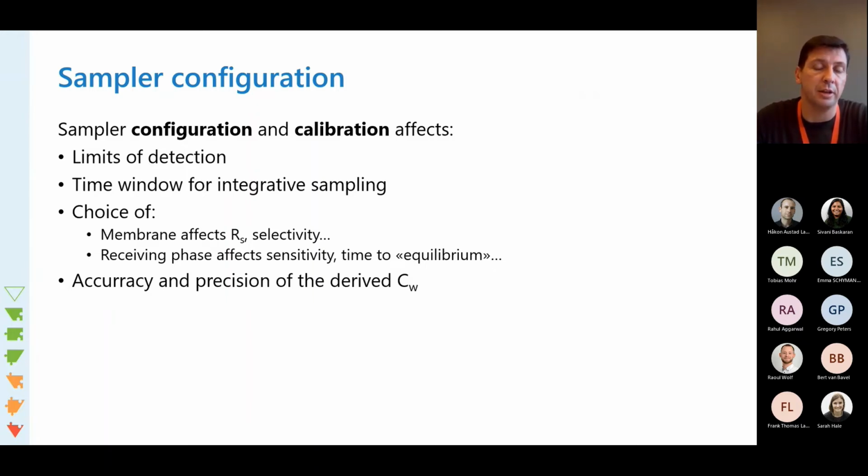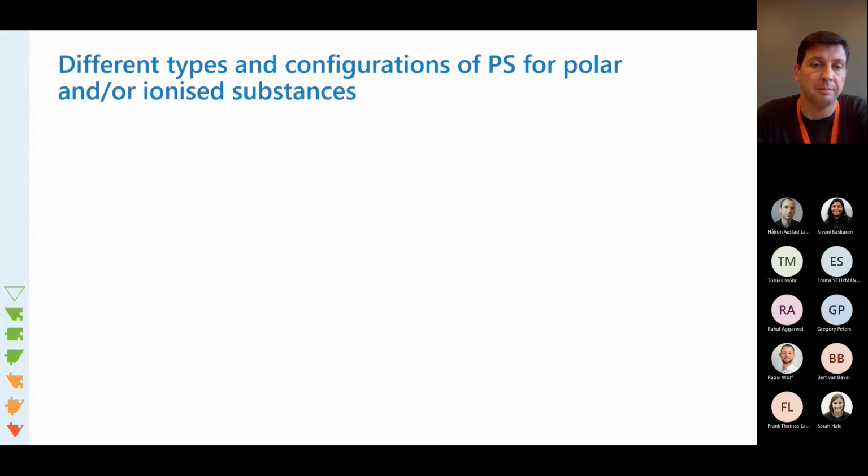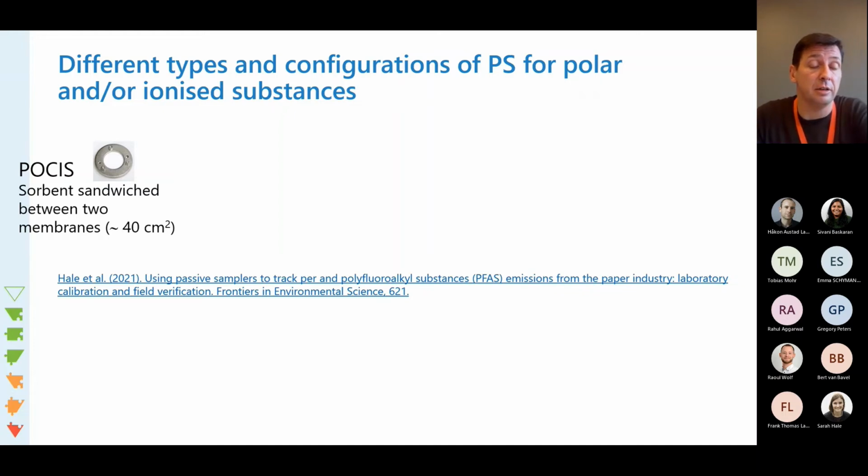And then the calibration data will allow you to know the performance of your sampler. And then I think for these substances, we will be looking at different configurations of samplers for the different classes of chemicals. There will probably not be a universal sampler. So the different types and configurations of passive samplers that currently exist.